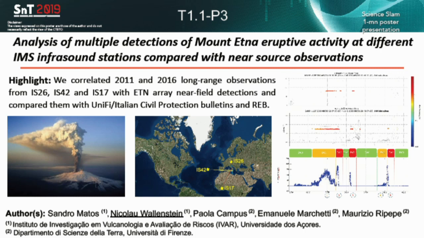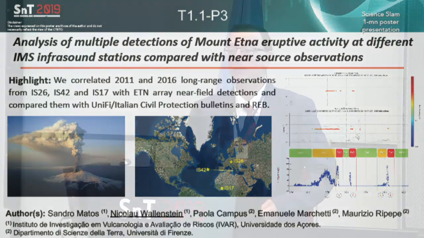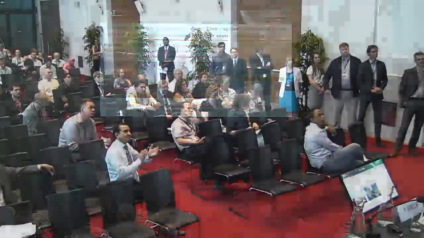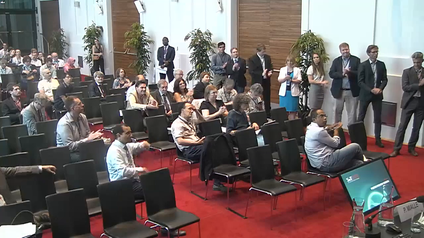But it is interesting to say that in this case, the REB doesn't show all of the events we detected at our stations. Of course, we also have slight differences in back azimuths, and we are still on a learning curve of how to analyze this data. So we welcome you to our poster to help us understand it and to give new ideas to continue this work. Thank you very much. Thank you.